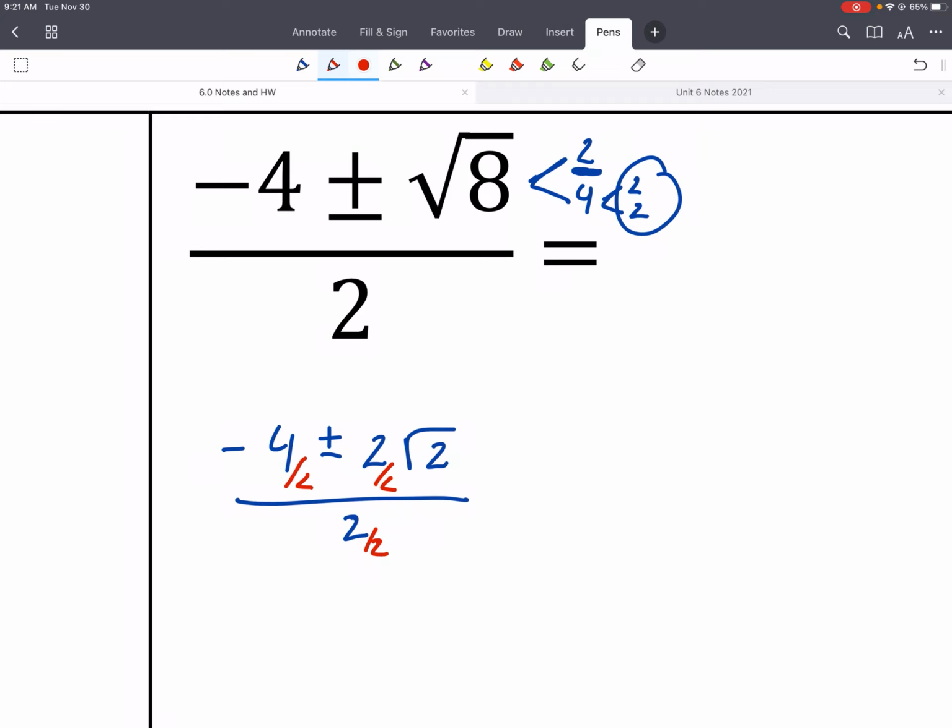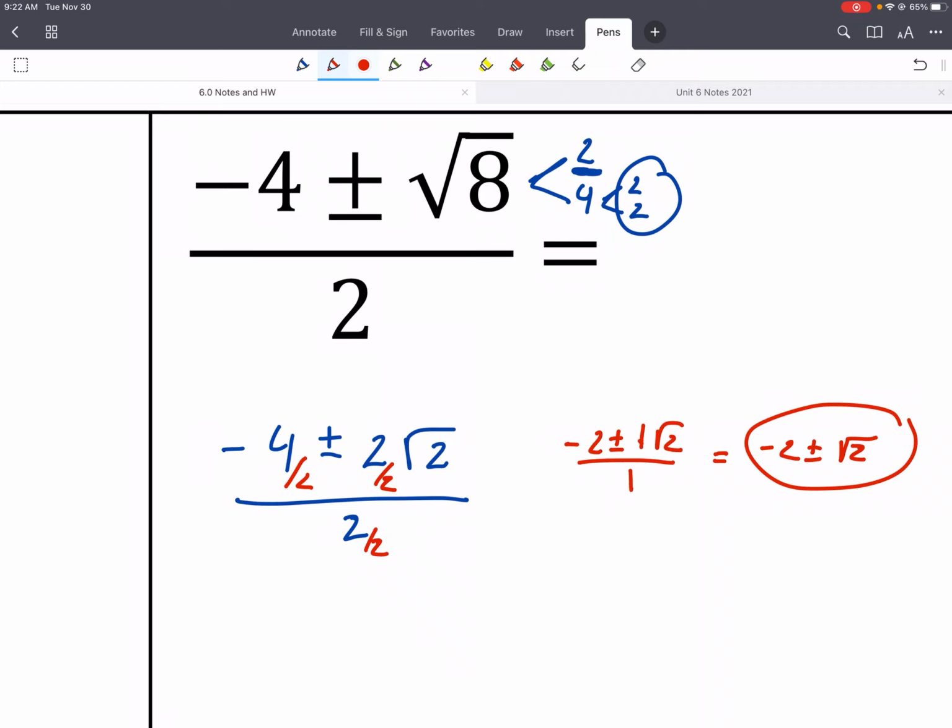If you divided these terms all by 2, I'm not very good with 2s, I need to work on writing those better. Here we'd get -2 plus or minus 1 square roots of 2, and then you'd have over 1. But if you divide anything by 1, it doesn't change it. So we would just write our answer like this. That would be our answer.